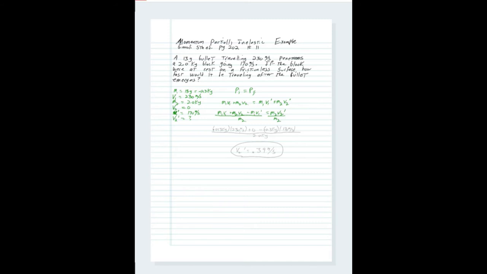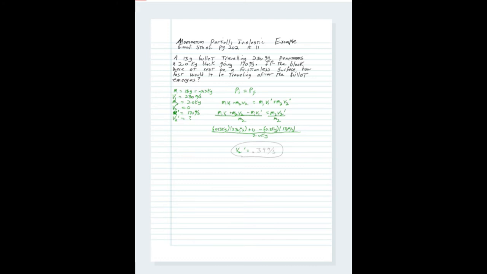So I have 0.013 kilograms times 230 meters per second plus 0 minus 0.013 kilograms times 170, and divide by 2.0. So, punch that in the calculator.